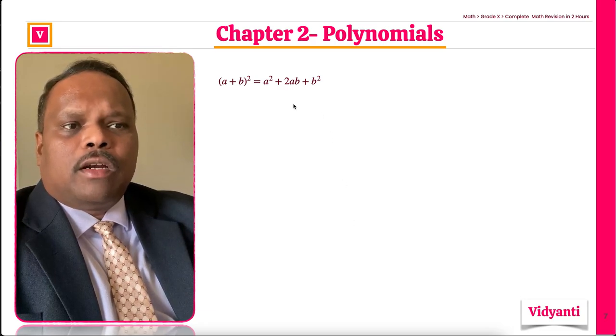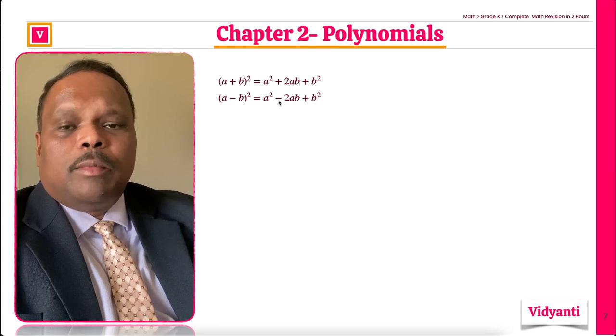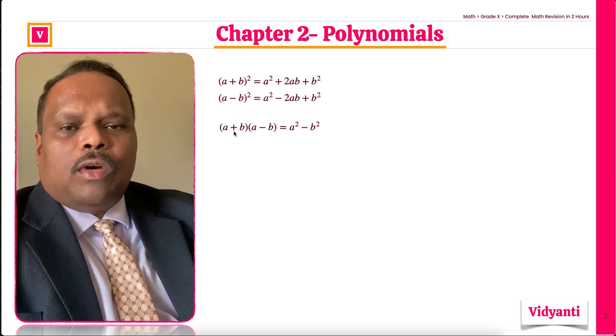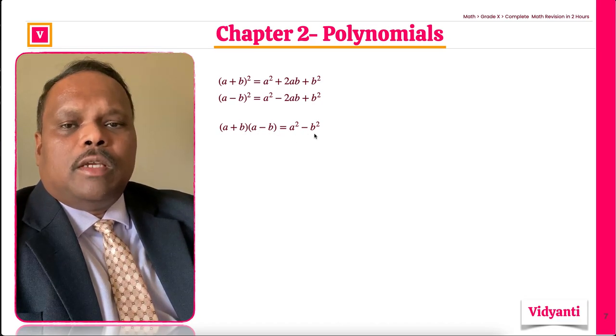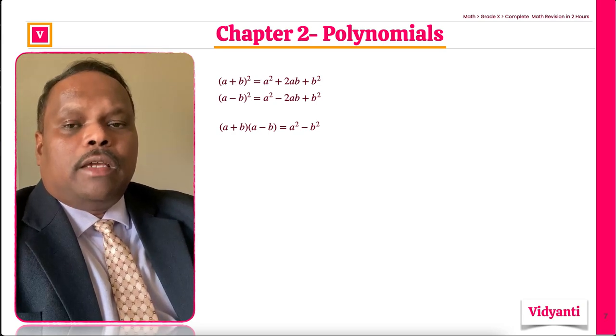(a plus b) whole square is equal to first term square, twice of their product, and last term square. (a minus b) square is the same thing, except the middle term, twice ab, is now negative. If you have one positive, one negative, one sum, one subtraction, then it will be a square minus b square. So these are quite handy if you are adding or multiplying polynomials.